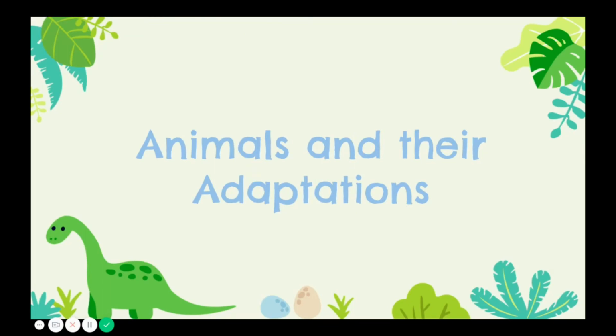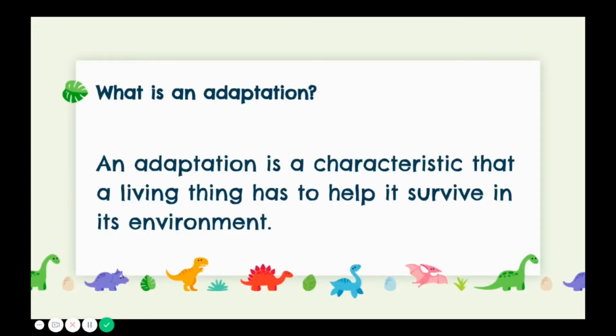Today we'll continue talking about animals and their adaptations. Let's review what we talked about yesterday. So, what is an adaptation? An adaptation is a characteristic or something about a living thing that helps it survive in its environment.